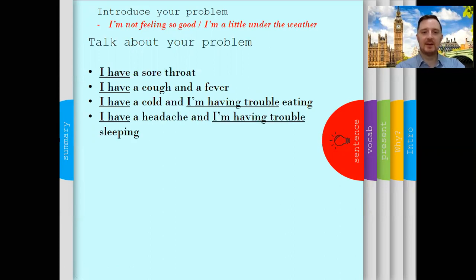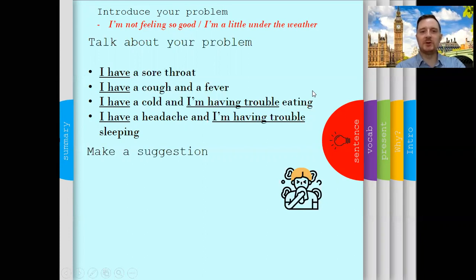Okay. So again, another example. I have a headache, pain here, and I'm having trouble sleeping. So again, we have the two structures. I have, also I'm having trouble, verb ing. Okay. So you can see this gentleman here, he has a cough. Okay, I have a cough.